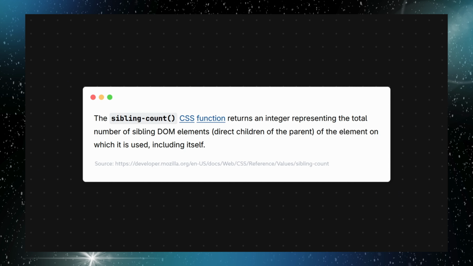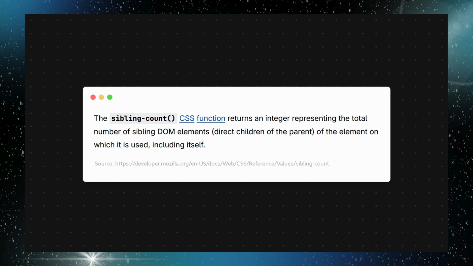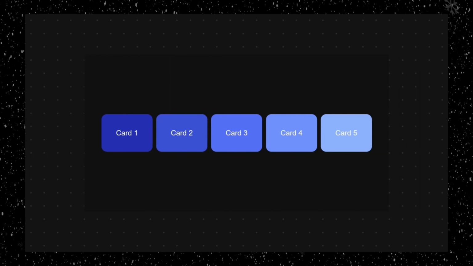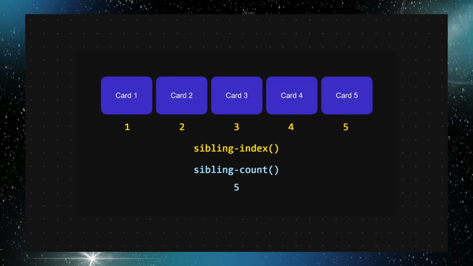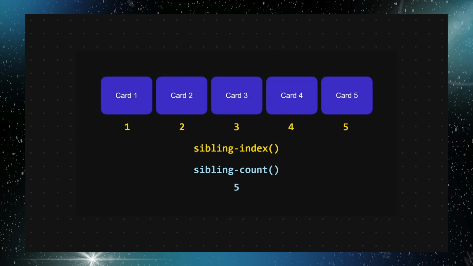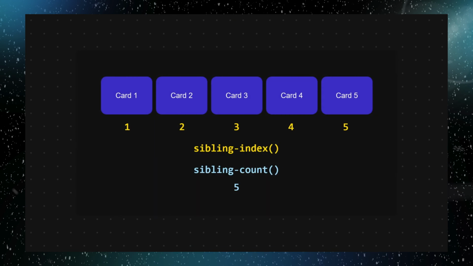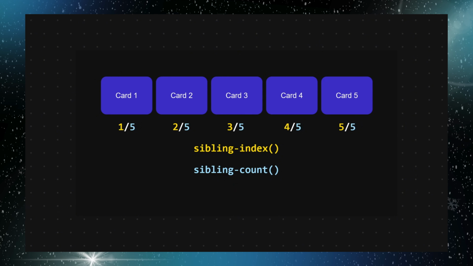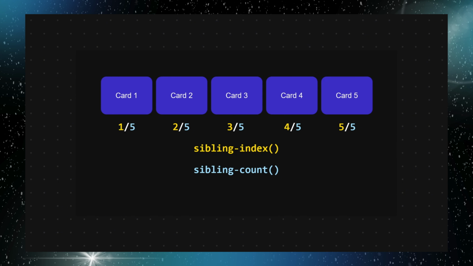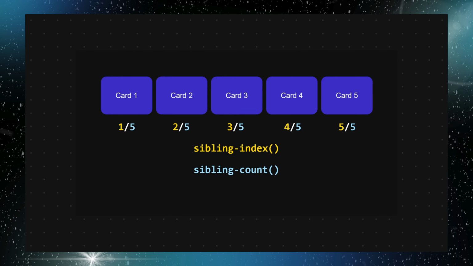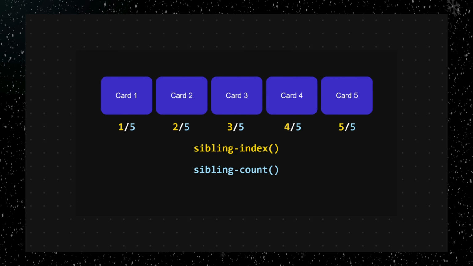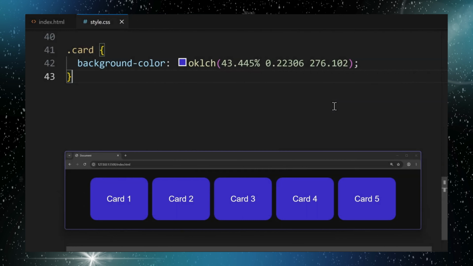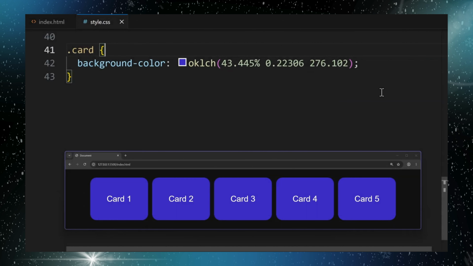But where can we use sibling-count? What is that for? Sibling-count returns the total number of siblings, and it can be very useful in the world of colors. Let's say I want every card to have a slightly different background color, and the basic idea is sibling-index tells us where the current card is, and sibling-count tells us how many cards there are in total. So together we can turn the position of each card into a relative value, something like: how far into the list am I? Am I currently at the first card, the middle, or at the end? And once we have that value, we can use it for colors. So let's say every card should have a different shade of blue.